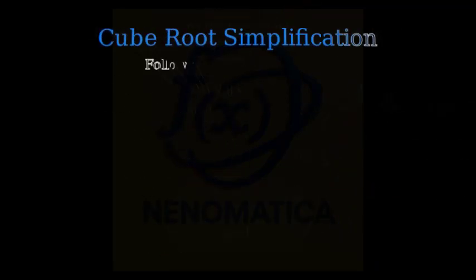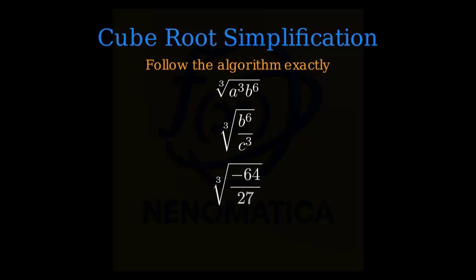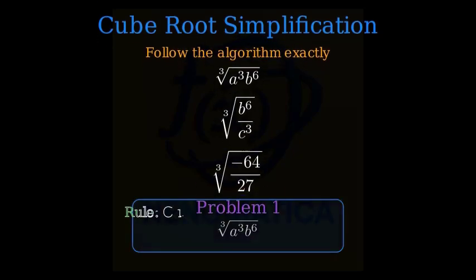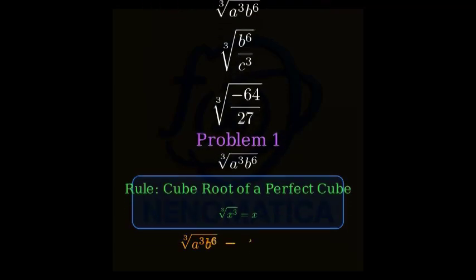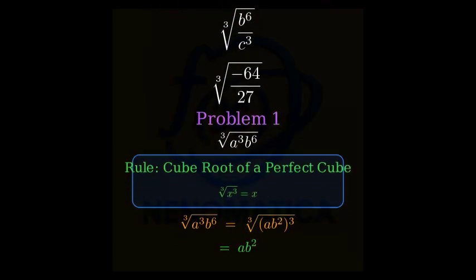Summary. In this lesson, we will simplify three expressions with cube roots, following the exact algorithm from the prompt, step by step, without changing the order. Here are the three targets we will simplify: the cube root of a to the third times b to the sixth, the cube root of b to the sixth over c to the third, and the cube root of -64 over 27. Problem 1. We start with the cube root of a to the third times b to the sixth. Step 1 in the algorithm rewrites the inside as a perfect cube, the quantity ab squared, all cubed. Then, take the cube root of that cube to get ab squared.